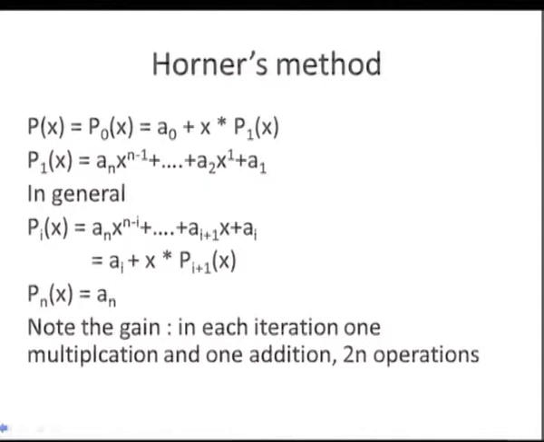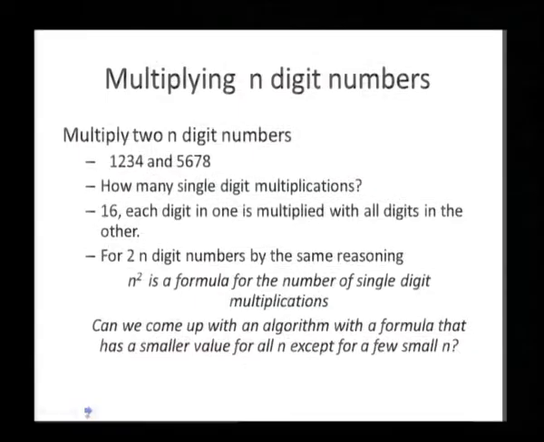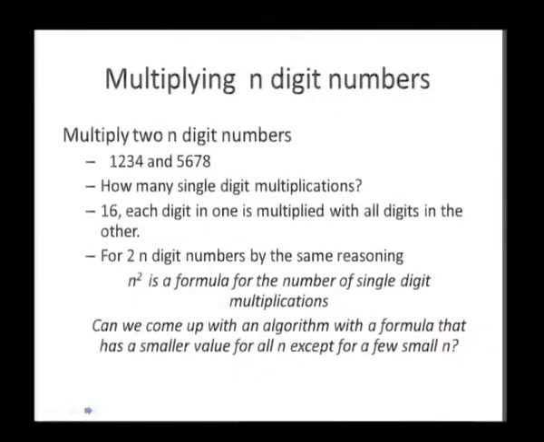What we have just seen is that Horner's method uses exactly the minimum number of operations. In other words, it is an optimal algorithm for evaluating a given polynomial at a given value for the variable x. So, let us move on and ask some questions about efficient algorithms for the simplest looking exercise of multiplying n digit numbers.